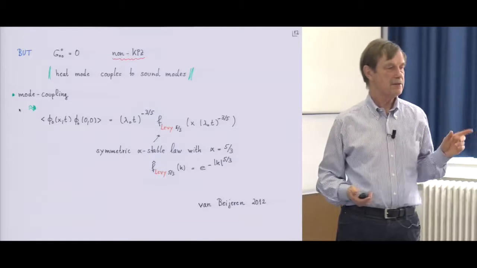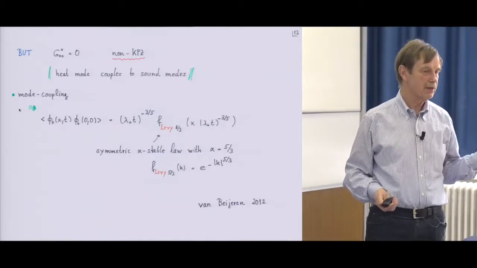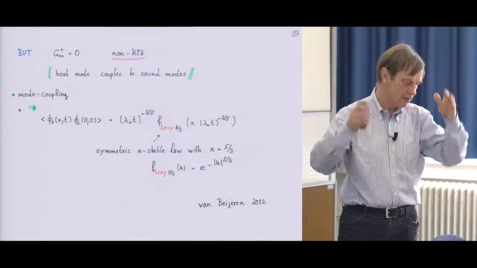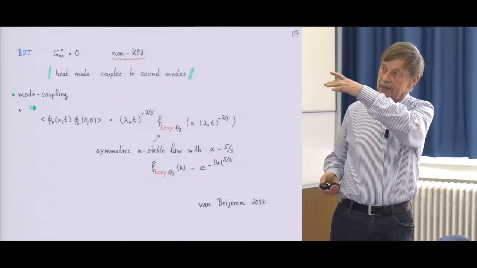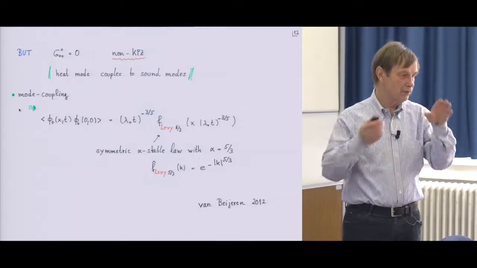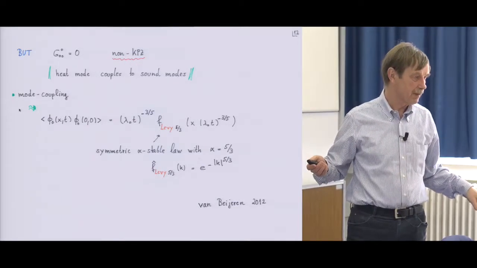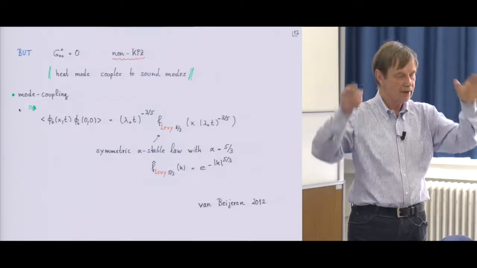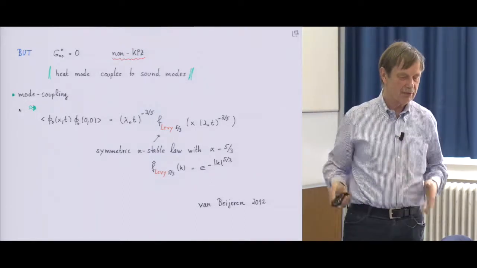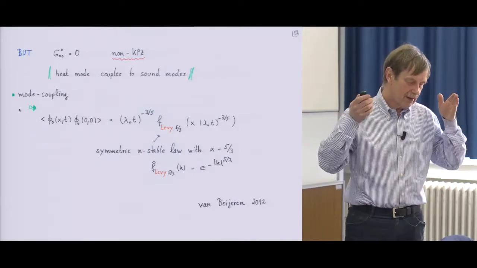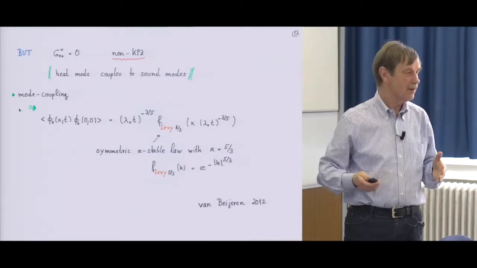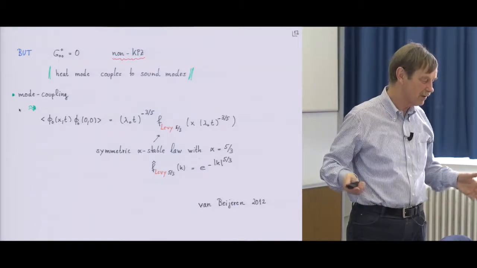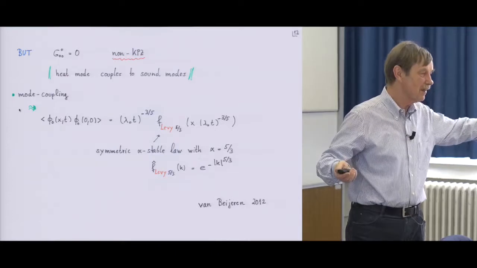Okay? The KPZ scaling function has a stretched exponential decay. So it goes like 3/2. So it has a quick decay. But for the heat mode, we do find a power law decay. And you need the power law decay because the heat mode still has to interact with the sound modes. You see, if the theory would tell you that the heat mode scaling function has exponential decay, then you should say it must be Gaussian, because you could not understand that it would still interact with the sound modes.